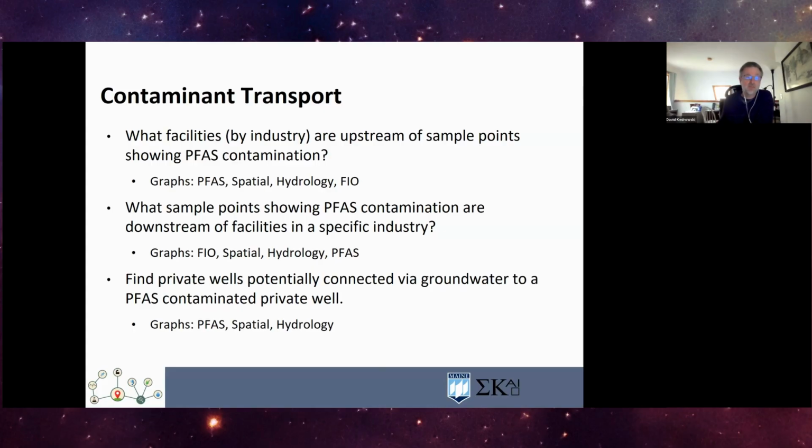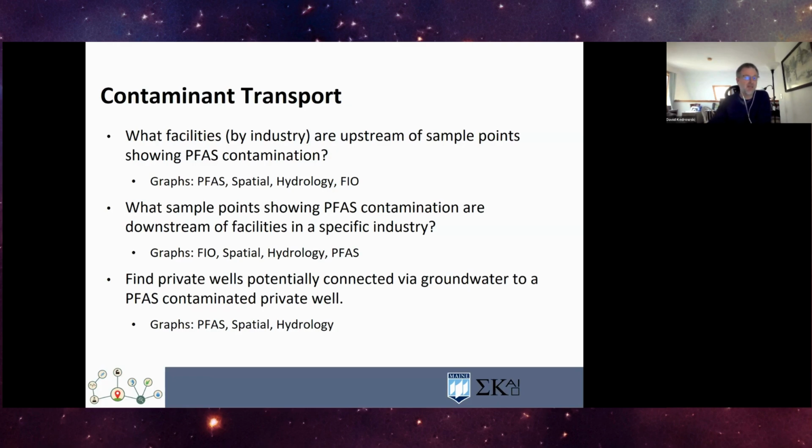We use the PFAS graph to get to the sample information, the SAWGraph to get to facilities, and hydrology to do the tracing, and then spatial we use to pretty much connect everything together. We also use it to scope the sample points in the first query and the facility in the second query, and I'll show how all that works when we get to a map here in a moment.